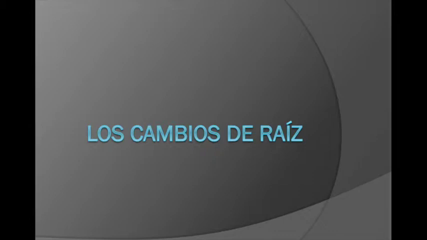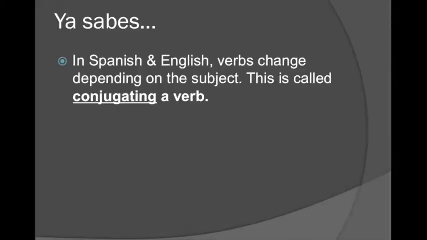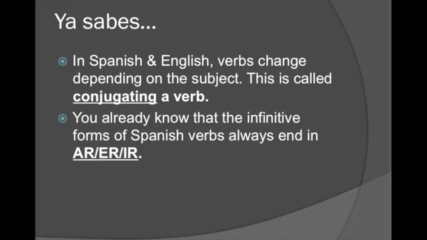Today we're going to talk about stem changing verbs and after that direct object pronouns. Starting out with stem changing verbs. We know in Spanish and English verbs change depending on subject. Of course we know that is conjugating a verb. When a verb is unconjugated, it is the infinitive form. The infinitive forms always end in AR, ER, or IR. That's how we can identify them.